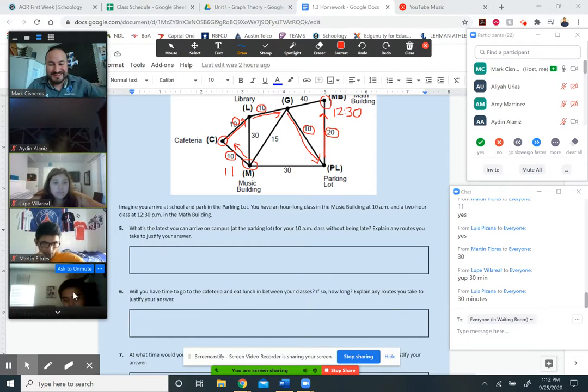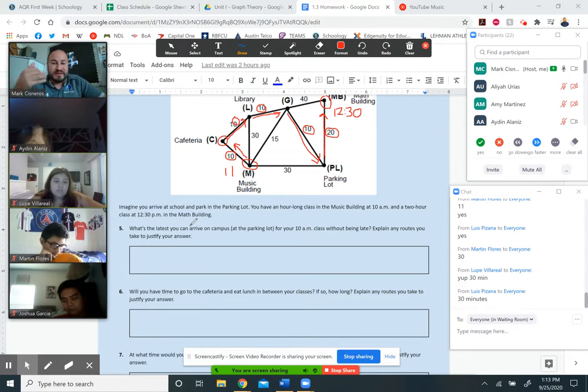All right. Last question that pertains to this graph. What time would you leave campus if you went straight to your car after classes? This is a pretty easy one. The math class, you have to pay attention to the prompt. The math class is 2 hours, not 1 hour. So the math class is 2 hours.